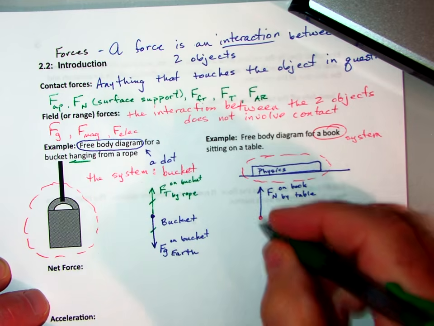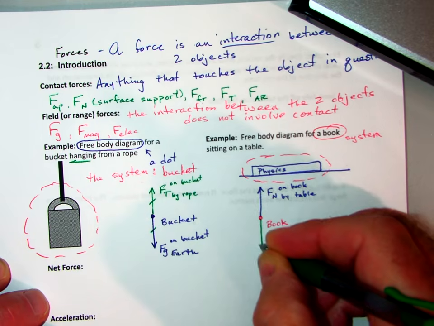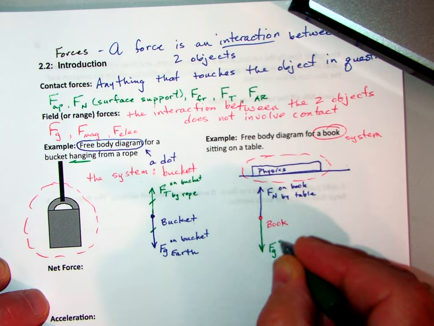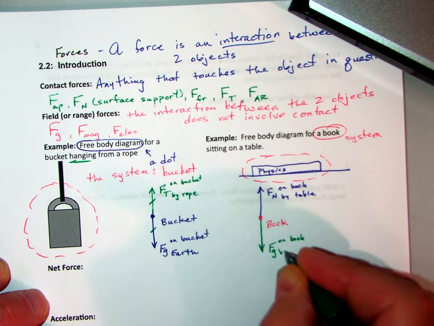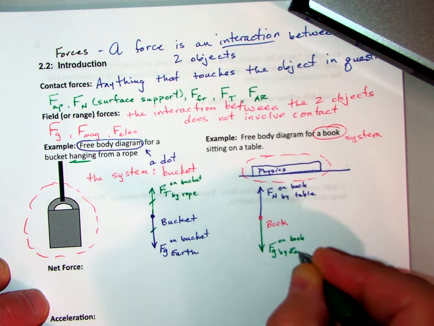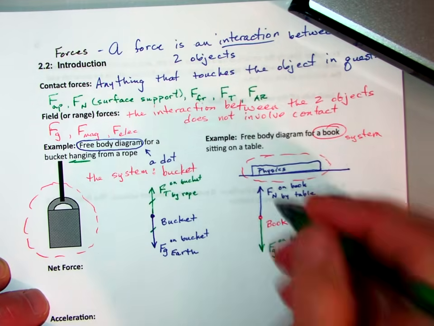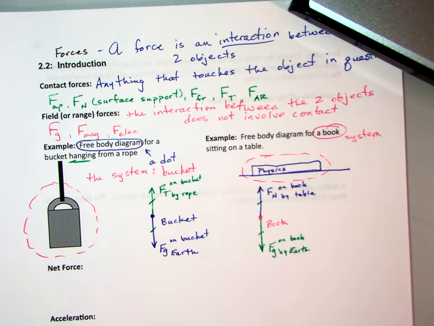And then again, there is the gravitational field force, force of gravity on the book by Earth. And again, this book is not doing anything, so these two forces must be even, must be equal.